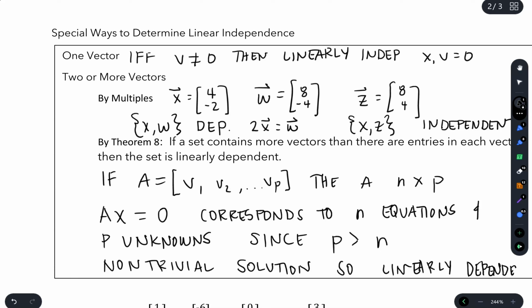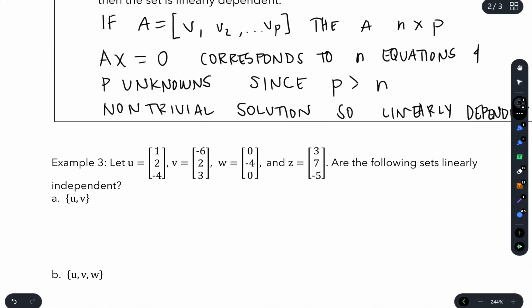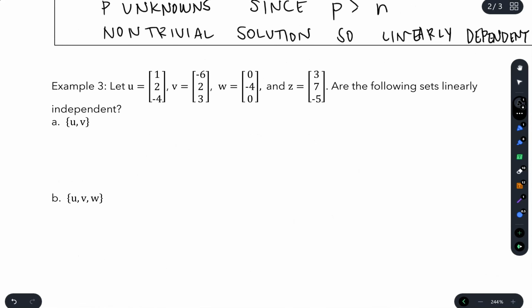All right, so let's take a look at what I mean by ways to determine linear dependency just by taking our vectors. So let's look at example 3 here. Are the following vectors dependent or independent of each other? The first one is the set u, v. So take a second and determine if u, v is going to be linearly dependent or independent.